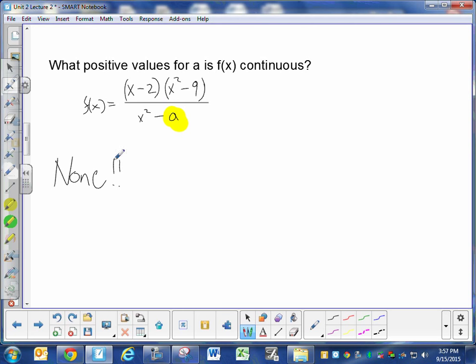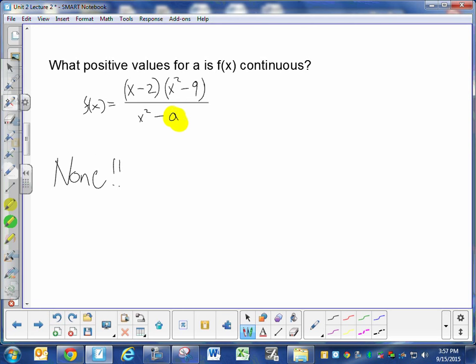Because no matter what values I plug in for a, if they're positive, like 9, well, I will have removable discontinuities at 3 and -3, because I will be able to get my denominator equal to 0. I don't care that they cancel out. They still will be discontinuous at 3 and -3. If I pick another value like 2, well, root 2 and -√2 will make the denominator 0. So in terms of positive values, there are none.